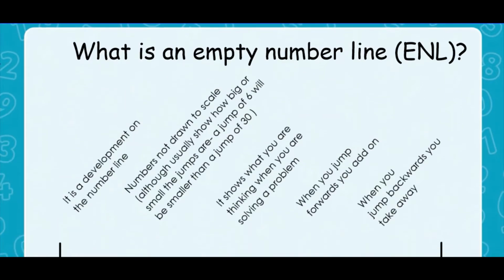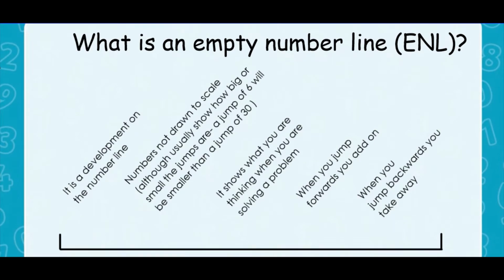Before we get started, let's have a think about what the empty number line actually is. It's a development on the number line. On a typical number line, you would see intervals on the line that you are given. But here we have free space to decide what kind of jumps we're doing. The numbers are not drawn to scale on our empty number line.